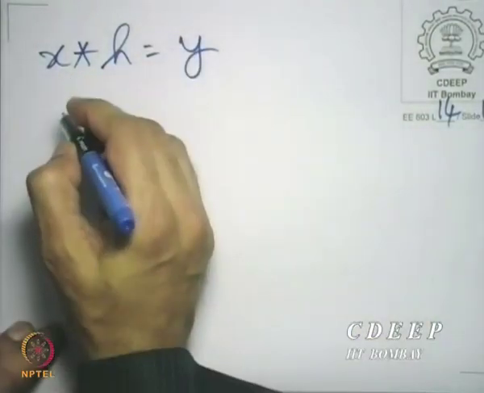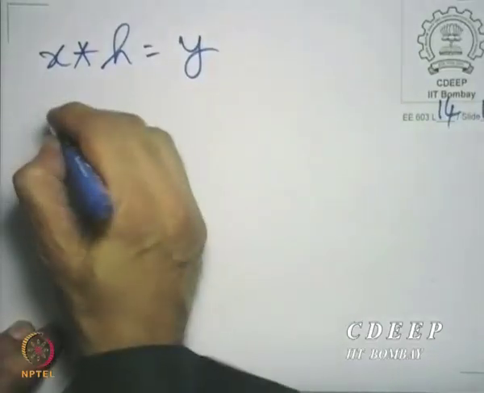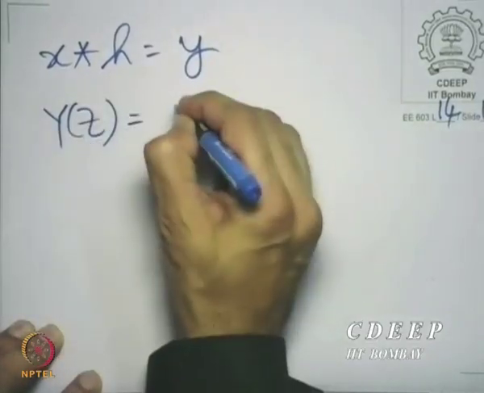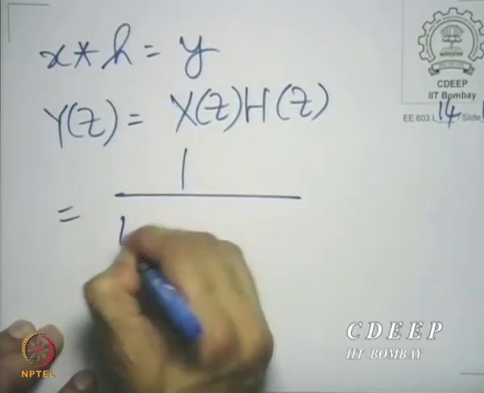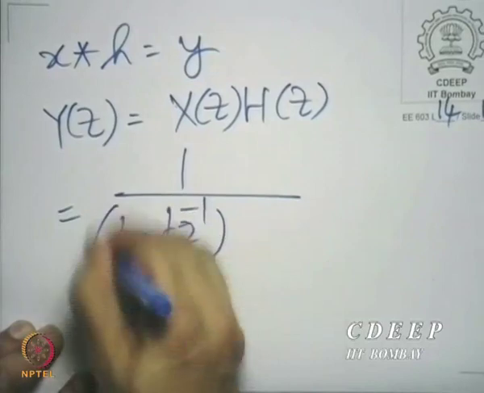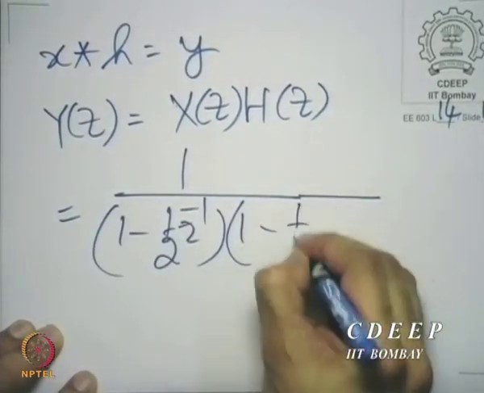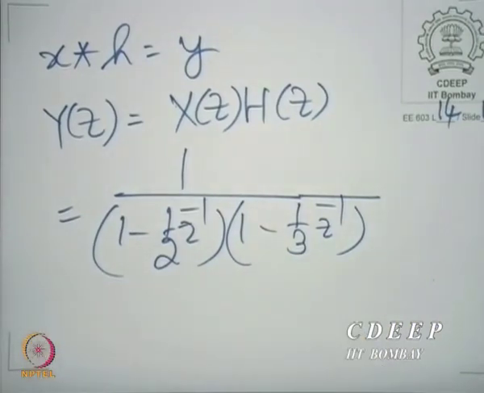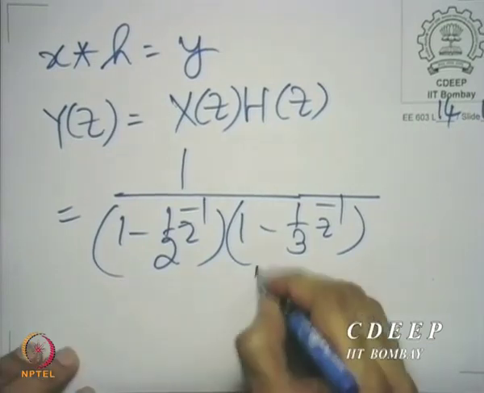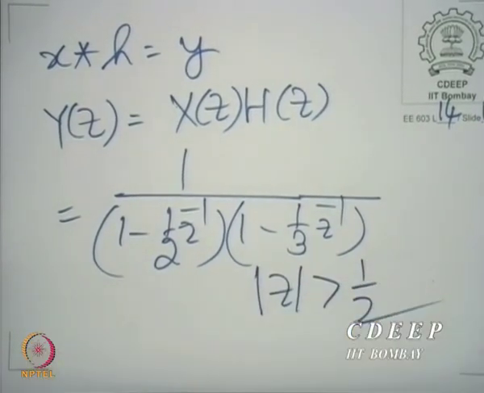And x convolved with h, which is y, has the z transform Y z given by X z H z, which is 1 by 1 minus half z inverse into 1 minus 1 third z inverse. And of course, now the region of convergence is indeed the intersection of the two regions of convergence. So, mod z must be greater than half, mod z must be greater than 1 third. So, in total, mod z must be greater than half, because that is the intersection.